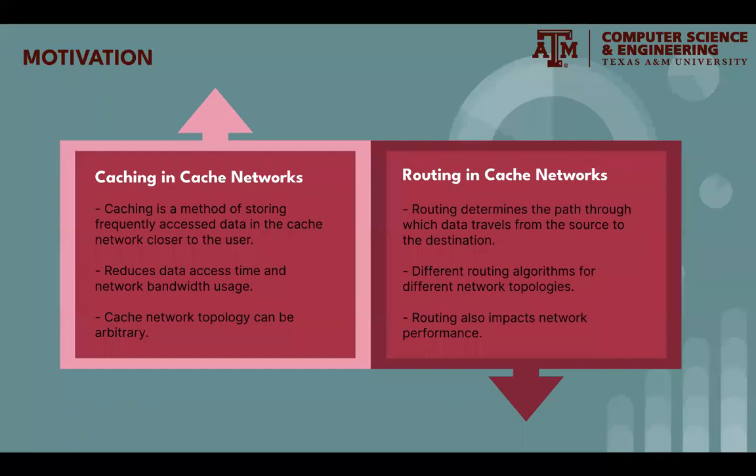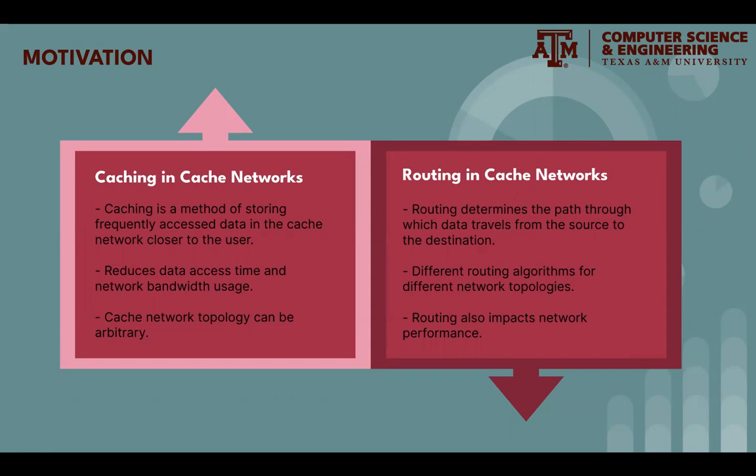On the other hand, routing, as we know, determines the path in a network from source to destination. There are different routing algorithms for different topologies, like we learned in the class, such as distance vector or link state routing. Routing has a significant impact on network performance.